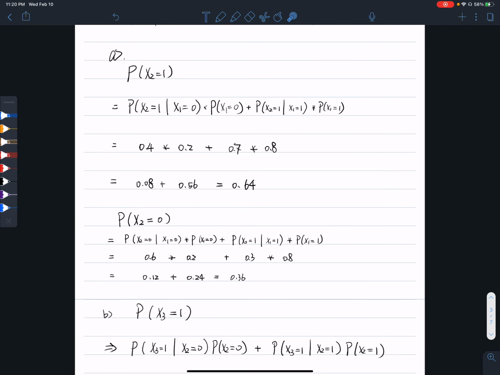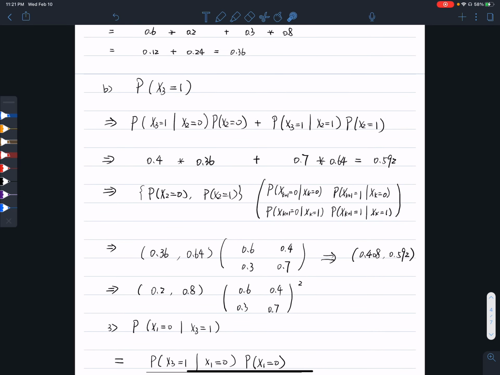So we can use the same method to calculate the probability of x2 equal to 0. So we got the probability of x2 equal to 0 is 0.36.